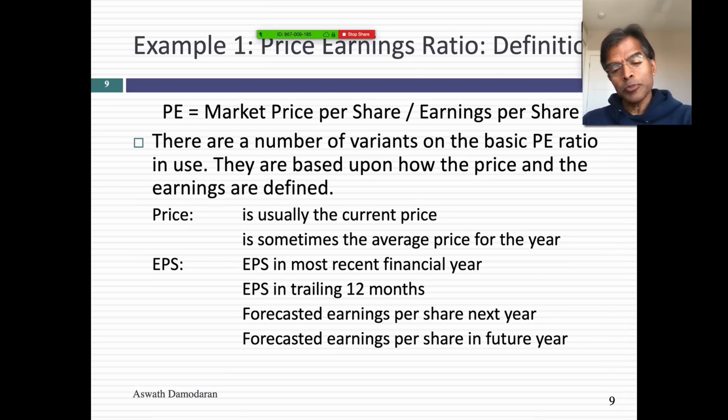I could divide price per share today by expected earnings per share in the next 4 quarters, which is called forward PE. Or I can divide price per share today by earnings per share in the year 2029, which is really, really forward PE. You're saying, why would I do that? Well, desperation drives you to do strange things.